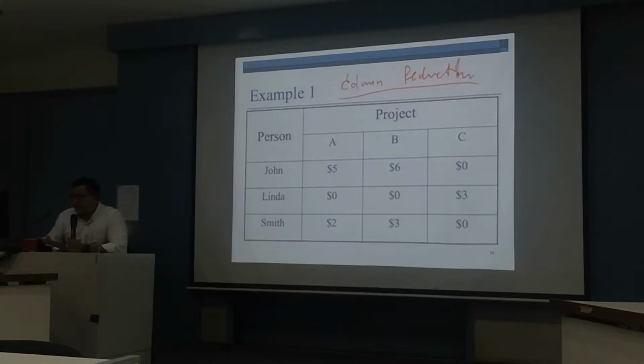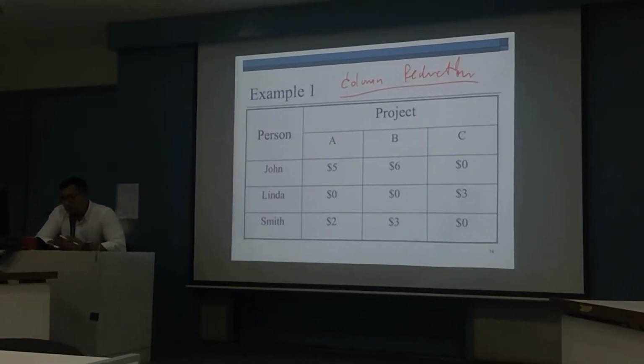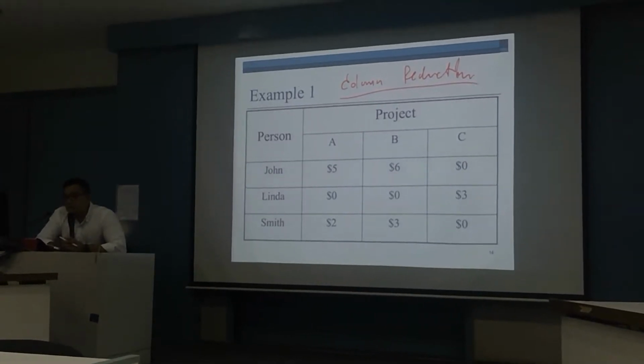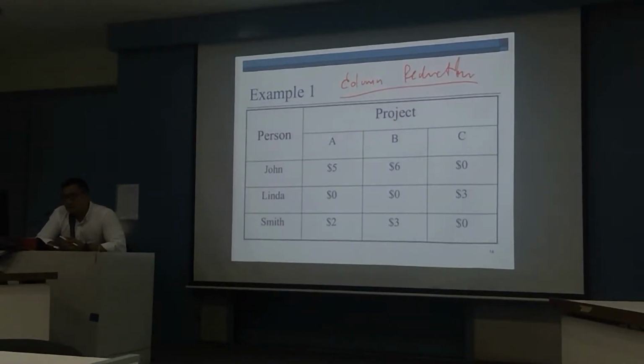So finally, after you do the column reduction, you're going to have this result. This table shows the result of the assignment method after you perform the row reduction followed by the column reduction. So these are the first two steps, and they are quite easy.